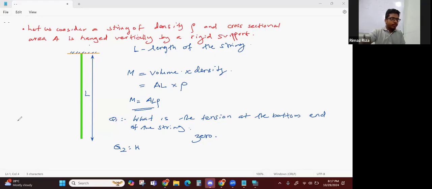At which point of the string is the tension maximum? Okay, if you understood, please text the answer, drop the answer in the chat box. At which point of the string is the tension maximum?